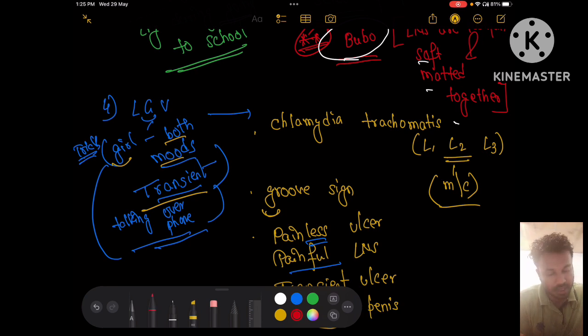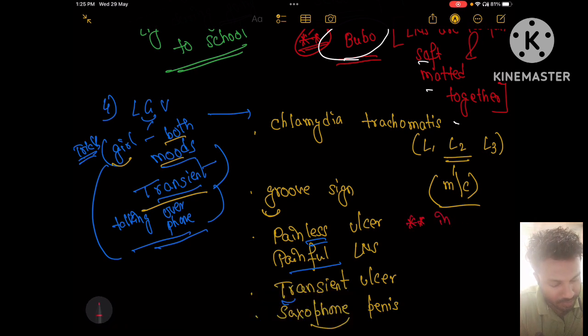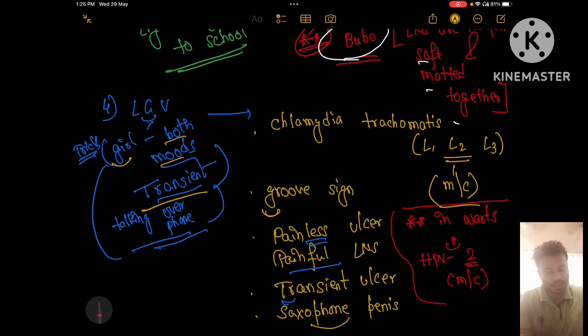But in warts, human papillomavirus 2 is most common. Here L2 is most commonly associated with LGV, and in warts human papillomavirus 2 is most commonly associated with warts. So in LGV, L2; in warts, human papillomavirus 2.